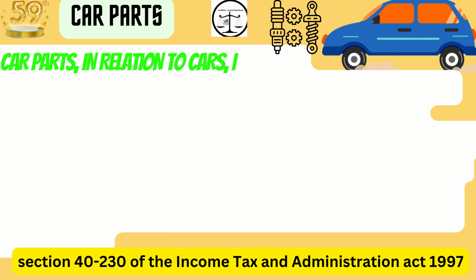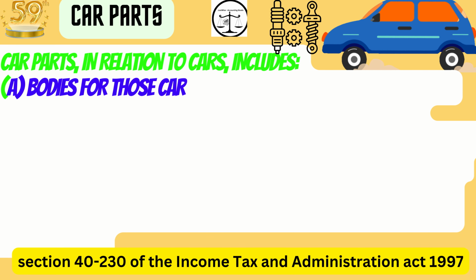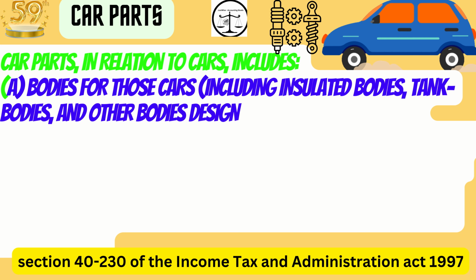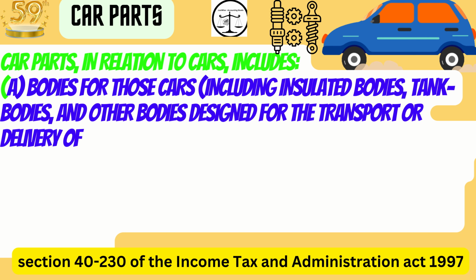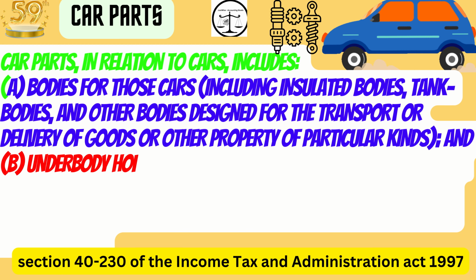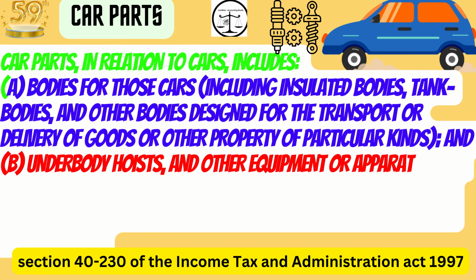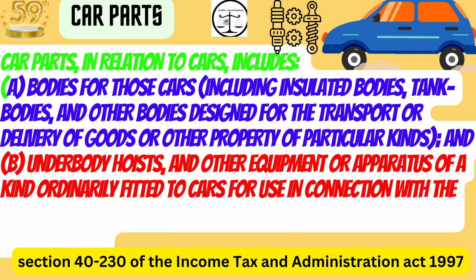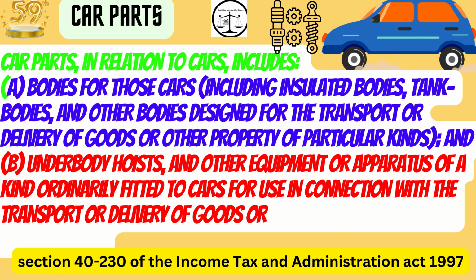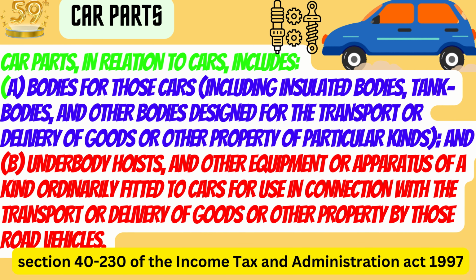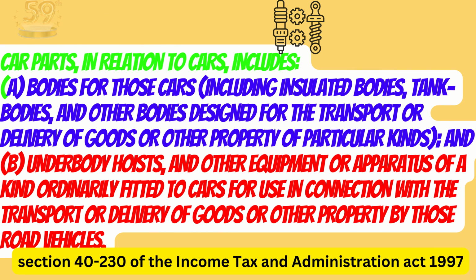Word number 59. Car parts in relation to cars includes A. Bodies for those cars, including insulated bodies, tank bodies, and other bodies designed for the transport or delivery of goods or other property of particular kinds. And B. Underbody hoists, and other equipment or apparatus of a kind ordinarily fitted to cars for use in connection with the transport or delivery of goods or other property by those road vehicles.